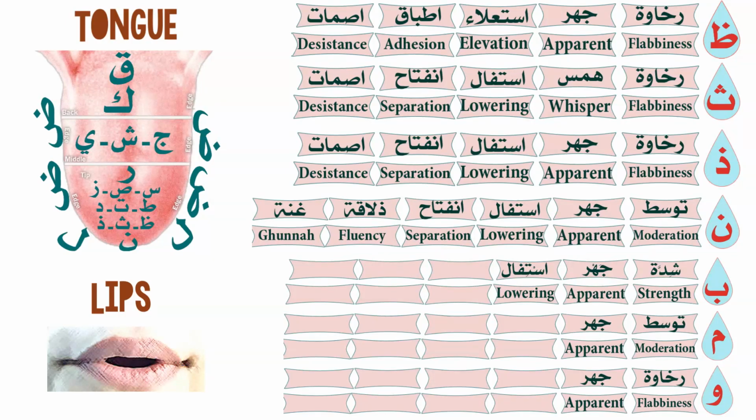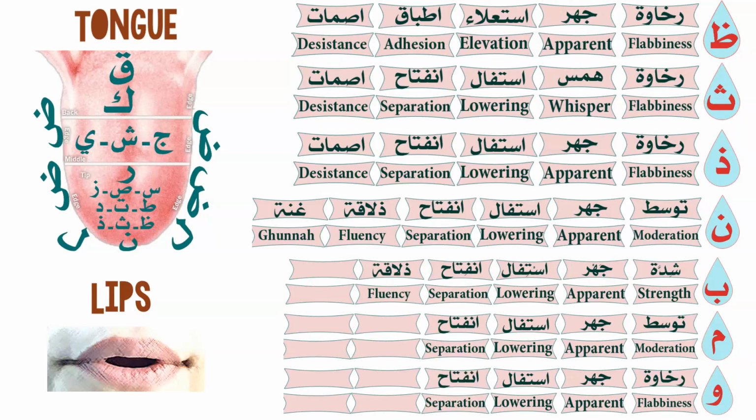Now the lips major articulation point, which has two minor ones. The first is for the ba, mim, and waw. Ba has شدة, strength, جهر, apparent, استفال, lowering, انفتاح, separation, ذلاقة, fluency, and قلقلة, shaking. The mim has توسط, moderation, جهر, apparent, استفال, lowering, انفتاح, separation, ذلاقة, fluency, and غنة.